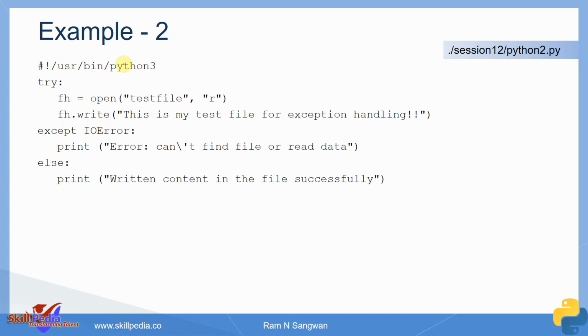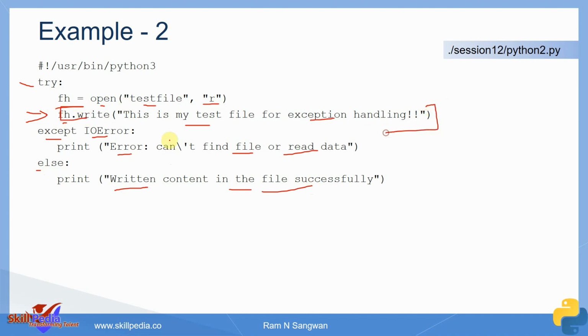Another example, try to open a test file for reading. This file is the test file for exception handling. Now you are trying to write in the file. Except input output error, print, cannot read the file, can't find the file or read data. It means either the file does not exist or you don't have permissions on the file for reading. Else, written content in the file successfully. You are trying to write in the file.